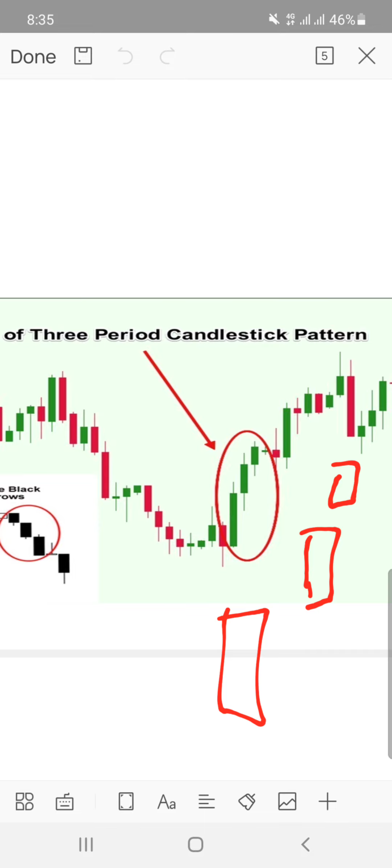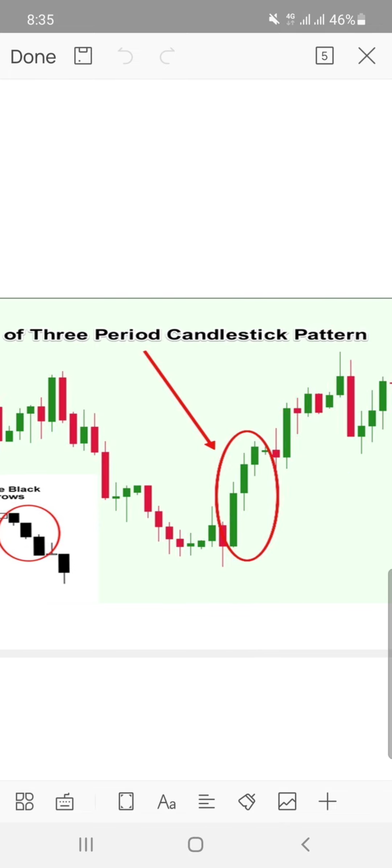But if you notice something now, let's just do some analysis here. If you notice something in this case, you will notice that this bearish candle and this bullish candle, this one here that follows immediately, this is a bullish engulfing.